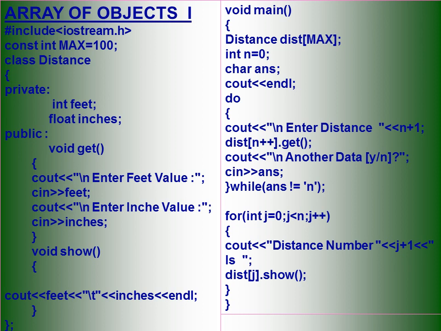For that purpose we are using the object as an array, an array of objects. So in the main function, the object must be declared as an array of objects, and that must be used to get the number of values. For that we use the for loop and get the values for how many numbers we need, by using the array of objects. So this is a simple program. We need to see that.